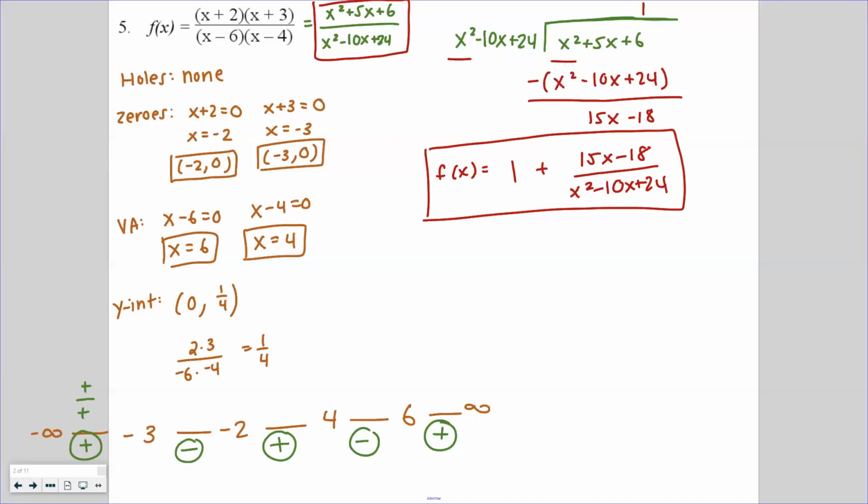Okay, so non-vertical asymptote, first thing that comes is the equation for the non-vertical asymptote, and that is always y is equal to the quotient of that long division. So in this case, y is equal to 1, that horizontal line is our non-vertical asymptote.